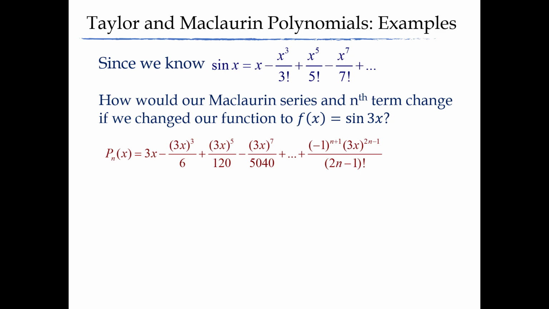Or if we go to our general term, it's going to be negative 1 to the n plus 1th power. It's still going to be alternating. And it's going to be 3x to the 2n minus 1 power all over 2n minus 1 factorial.